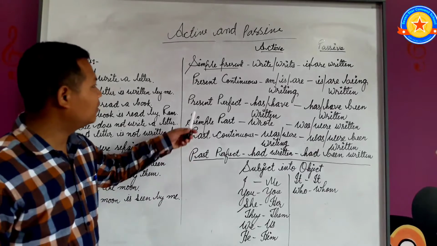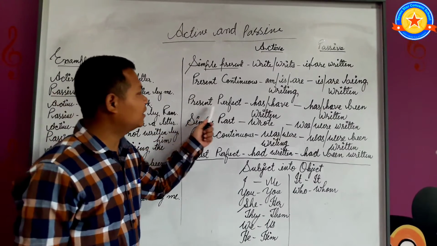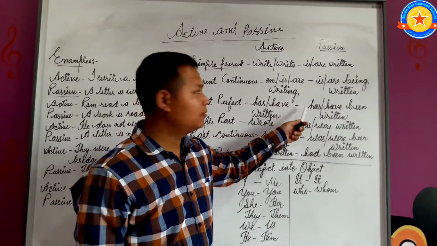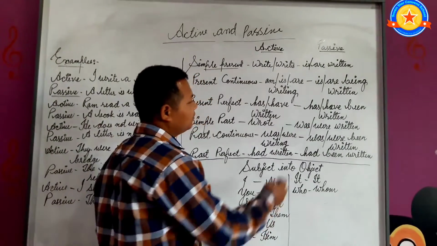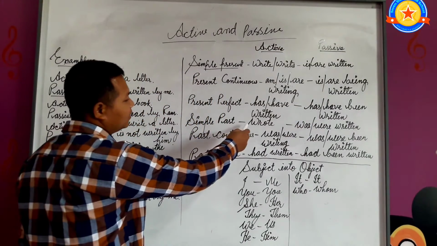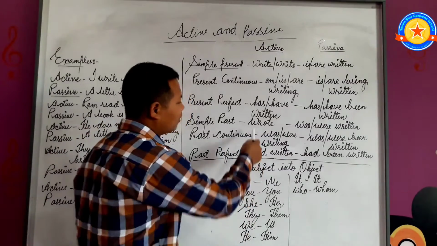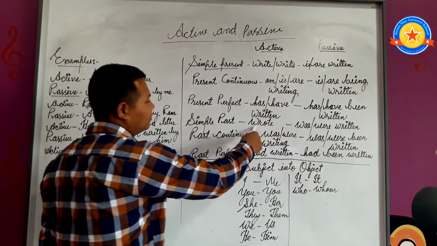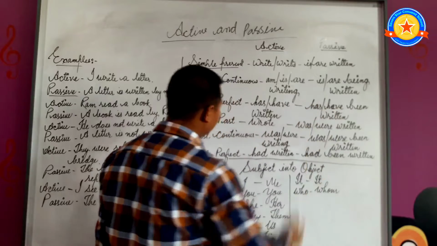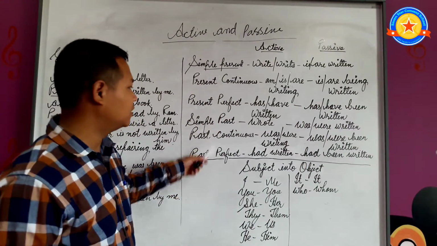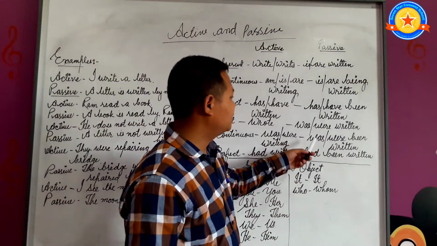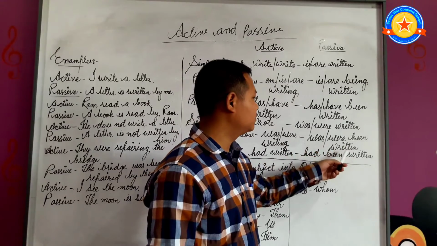And same for present perfect. If the sentence is present perfect, have, has written, then in passive you have to change it to has, have been written. And same as simple past. If the sentence is wrote, so this is the second form of the verb, then you have to write in passive voice was, were written. And if it is in past continuous, was, were writing, then in passive you have to change it to was, were being written.